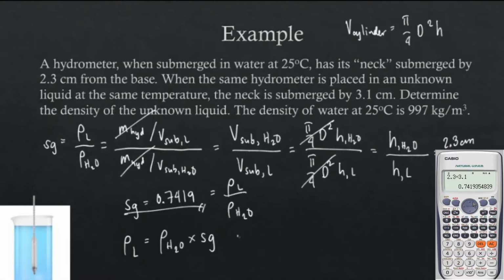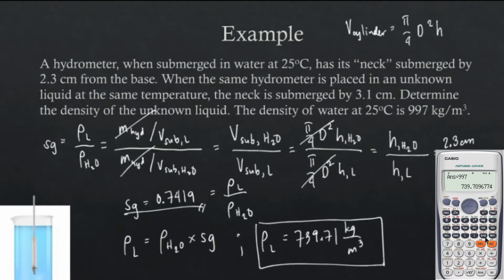Let's substitute. Specific gravity is 0.7419. You multiply this with the density of water, 997 kilograms per cubic meter. The density of the unknown liquid is 739.71 kilograms per cubic meter.